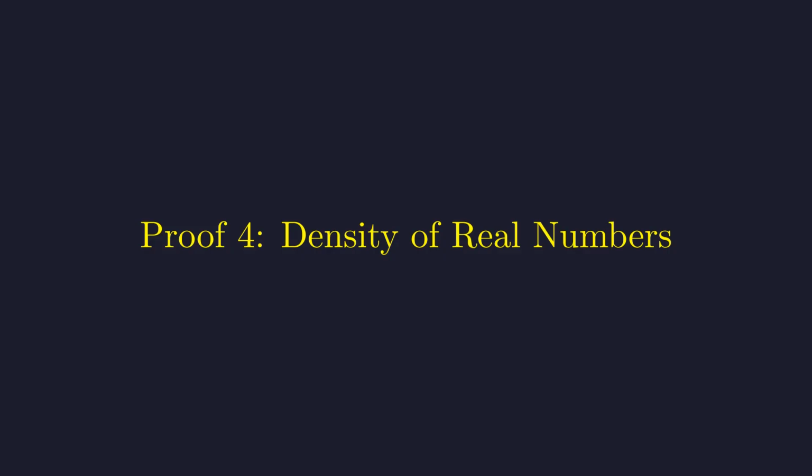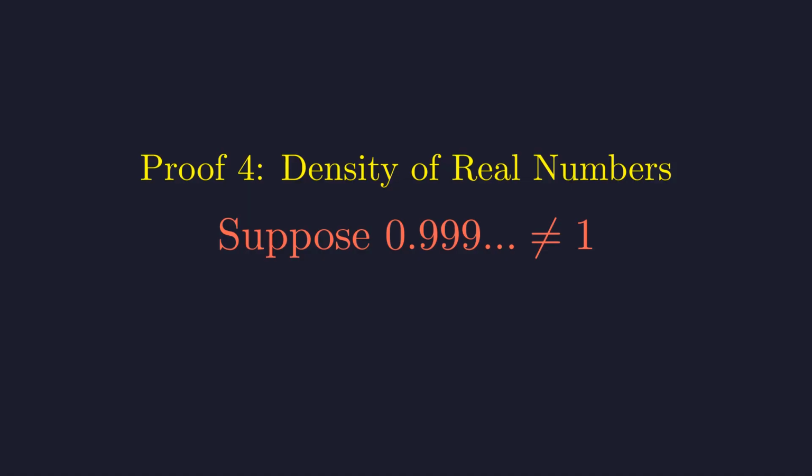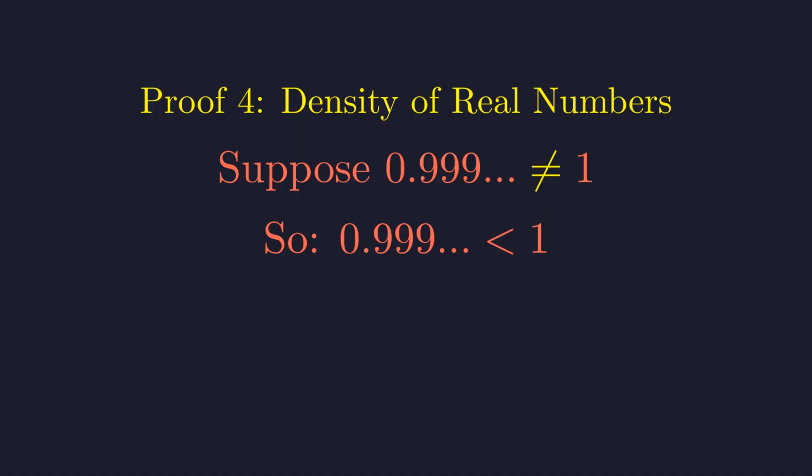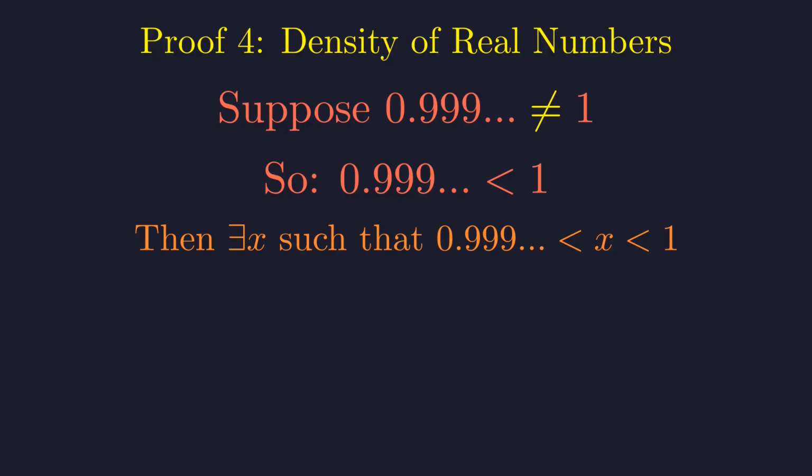Let's try a different approach using a fundamental property of real numbers. Suppose, for the sake of argument, that 0.999... is not equal to 1. If they're not equal, then one must be larger than the other. Since 0.999... starts with 0, it can't be larger than 1. So we must have 0.999... less than 1. Now, here's where real number theory comes in. If 0.999... is truly less than 1, then by the density property of real numbers, there must exist some number x strictly between them. The question is, what could this mysterious number x possibly be?